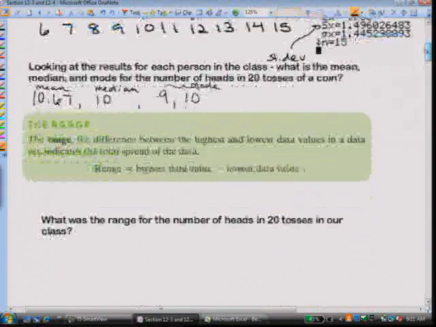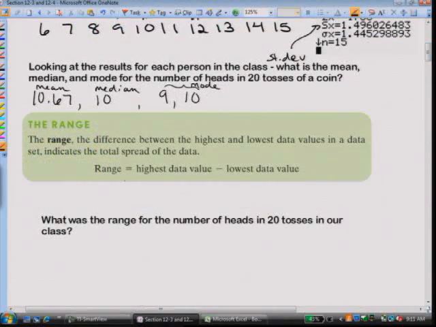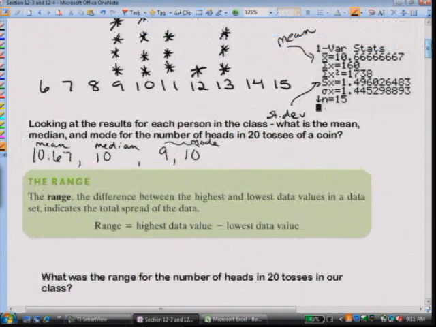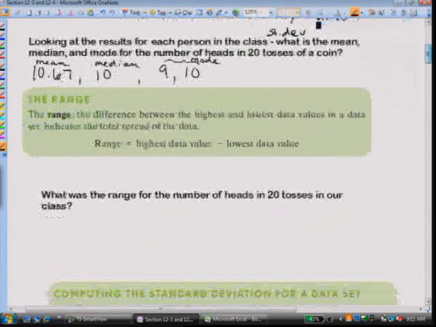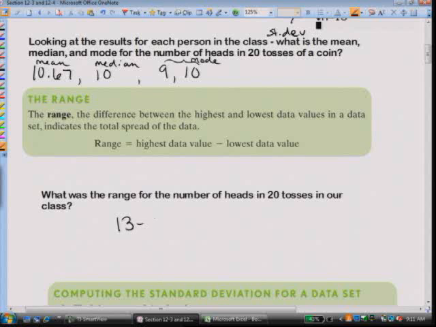The range is a statistical value that measures the difference between the highest and the lowest data value. So we just subtract the highest and the lowest data. And so for our data, we had 13 was the highest number of heads and 9 was the lowest. So we would do 13 minus 9, which is 4. That's our range.